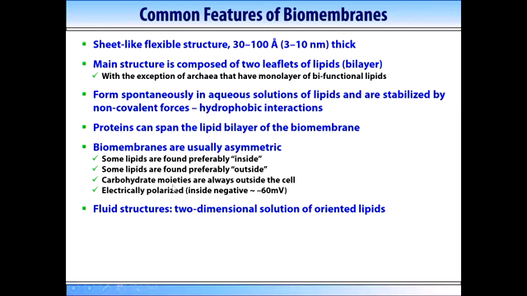Carbohydrates or sugar moieties that are attached to the lipids are always found on the outside of the cell, not inside. And the membranes can be electrically polarized. Being such membrane structures, they still retain some fluidity, which we're also going to talk about. This is the so-called two-dimensional solution of oriented lipids. Okay.